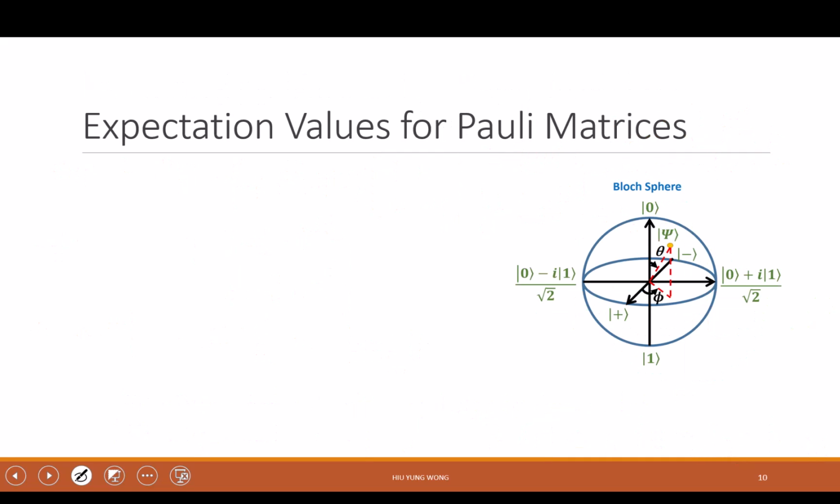Let's do one more exercise. What is the expectation value of sigma x on any state? How do you find it again? Just put sigma x, right? So let's try to go through the math again, okay? What is x? Remember? 0, 1, 1, 0.